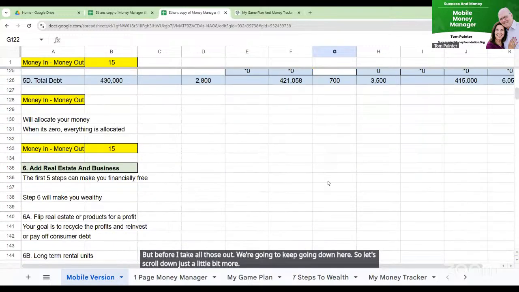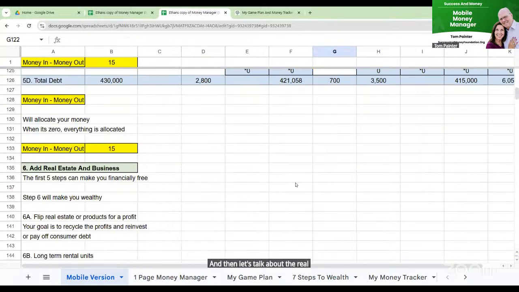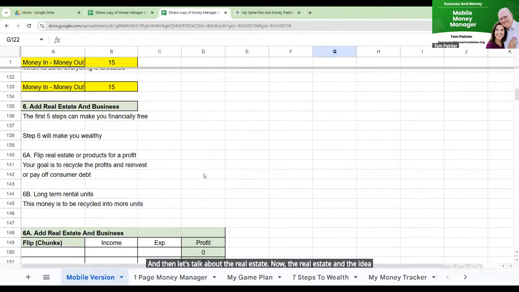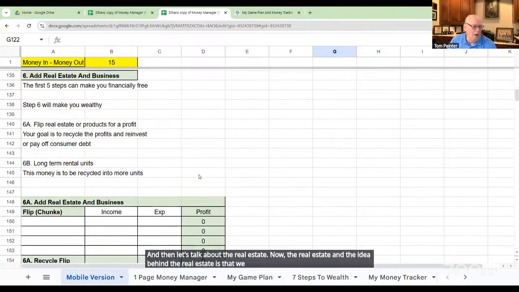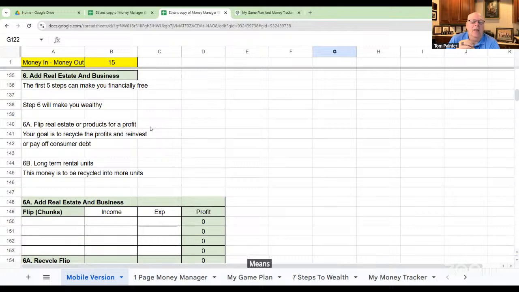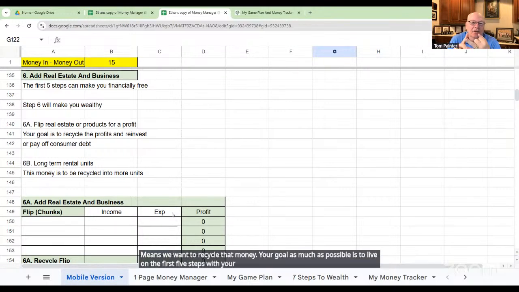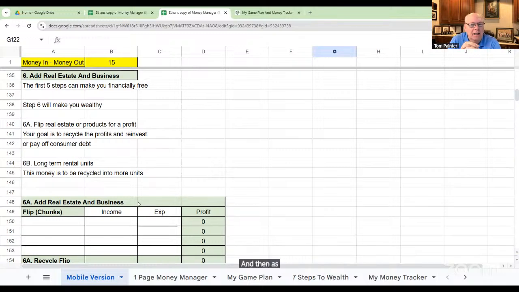And then let's talk about the real estate. Now, the idea behind the real estate is that we want that money to roll. It means we want to recycle that money. Your goal, as much as possible, is to live on the first 5 steps with your job, your side hustle, and your spouse's job. And then as you start making money with step 6 is how you build wealth.